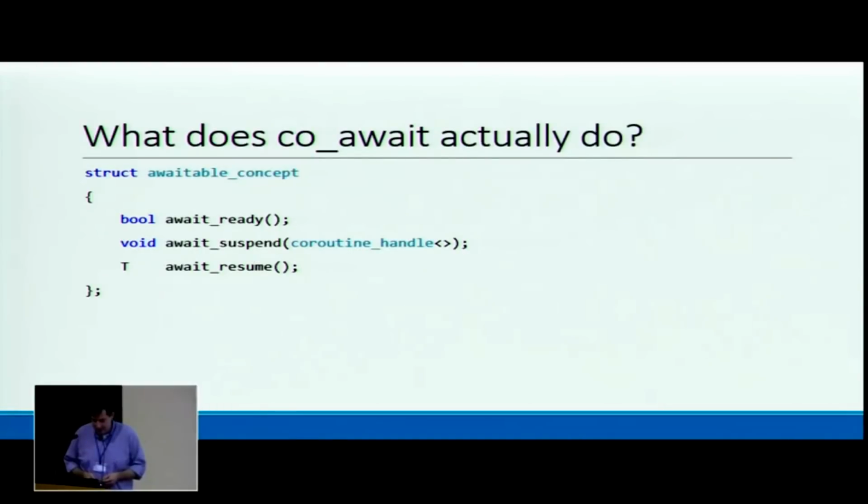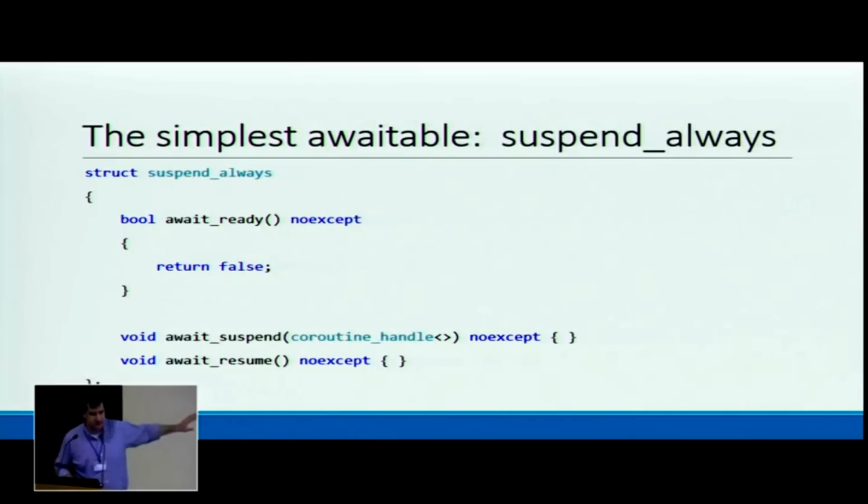So from that, we can see that in order to be awaitable, a type has to support 3 operations. Await ready is called to determine if we need to suspend at all. Await suspend is called just before suspension in order to enable custom pre-suspend logic. And then await resume is called after a coroutine is resumed to retrieve the value. So let's look at a very simple awaitable type. This is the simplest one, and this is part of the library that's being proposed with the coroutines proposal, and it's called Suspend Always.